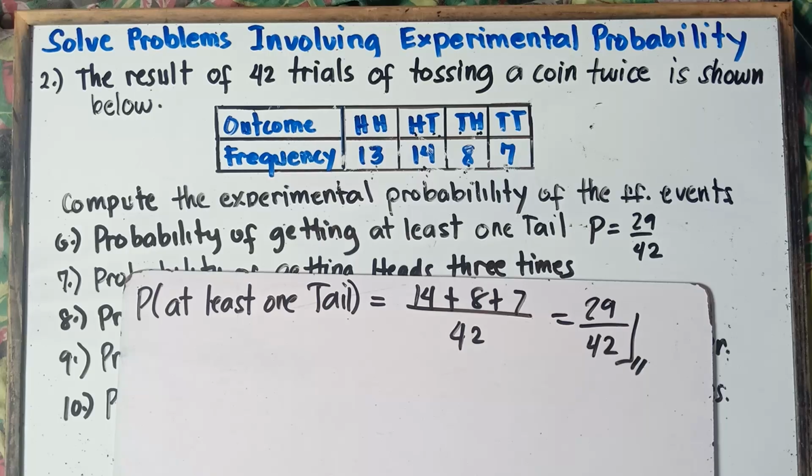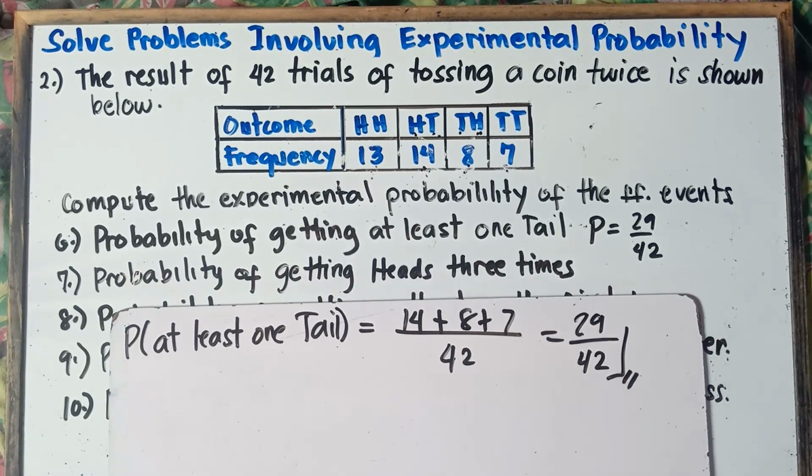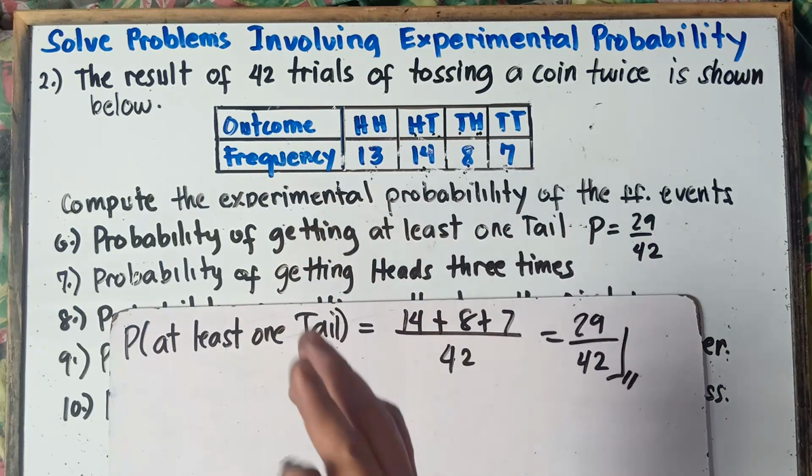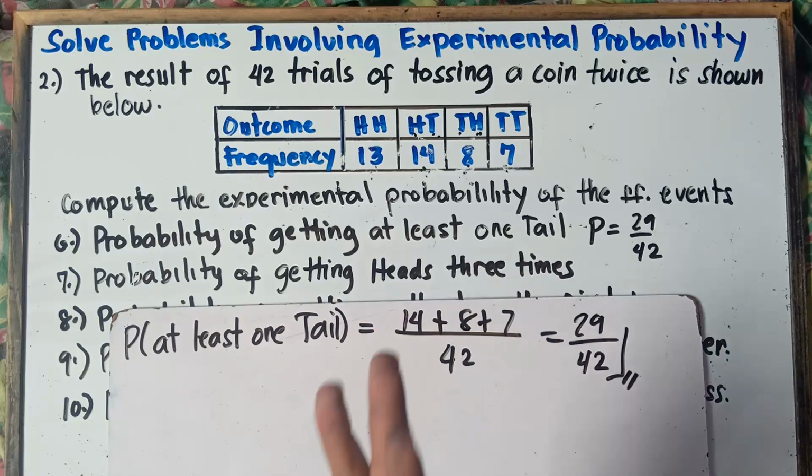Alright, so let's proceed now to example number 7. Probability of getting heads 3 times. Is it possible, class, getting heads 3 times? Nope, that's not possible, class. Once again, class, that is impossible. Getting heads 3 times. You don't have the outcomes getting heads 3 times.